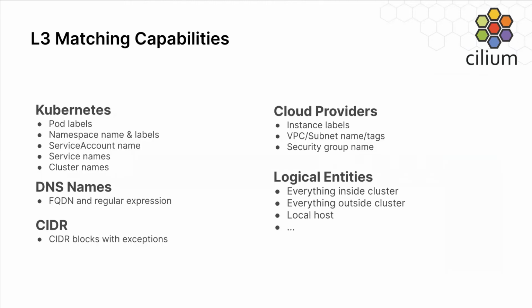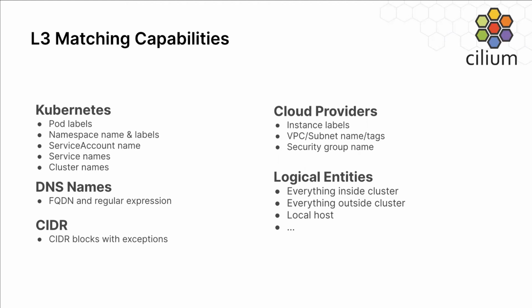Quick overview of matching capabilities. So obviously IP addresses, fully qualified domain names, which I've touched on, pod labels, namespaces, service names, cluster names. On EKS environments, for example, by setting that up, there's a specific guide on that, you can sync security group IDs and names or VPC subnet names and tags and use them in your Cilium network policies to allow traffic to or from.